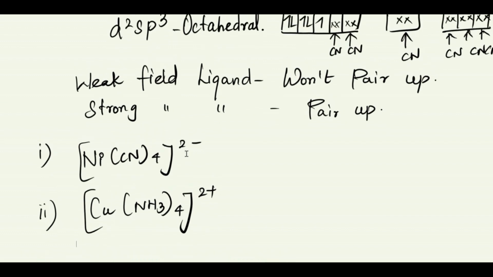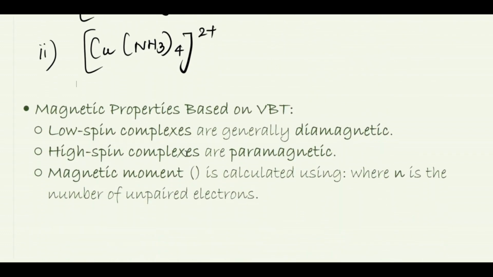Okay, so we already discussed the magnetic behavior. If that is having unpaired electrons, then that is paramagnetic. If that is not having unpaired electrons, then that is diamagnetic. Okay, also diamagnetic are low spin complexes and paramagnetic are high spin complexes.